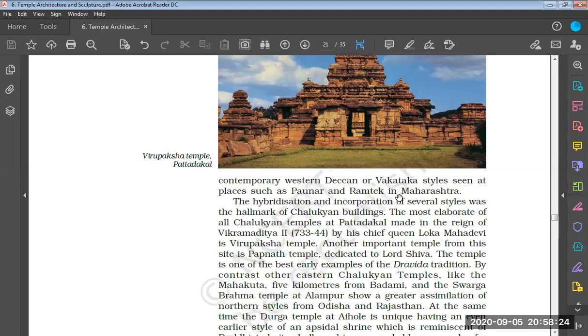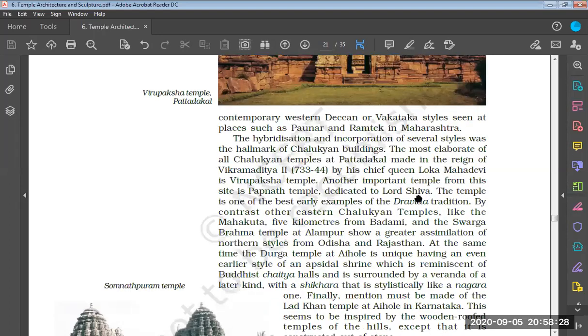So you read these names, but you did not read about Maharashtra.